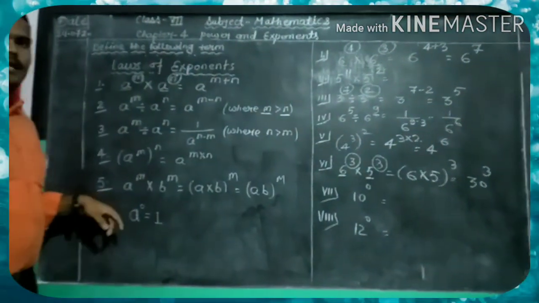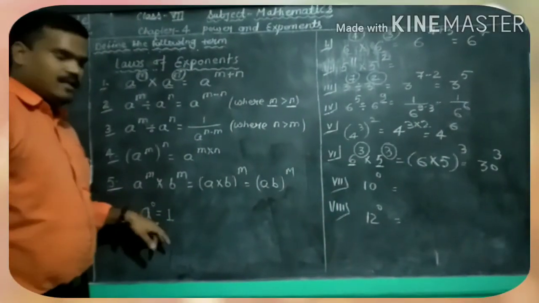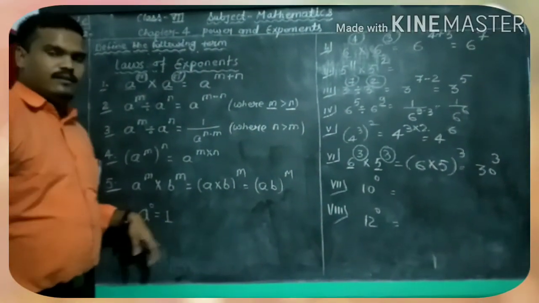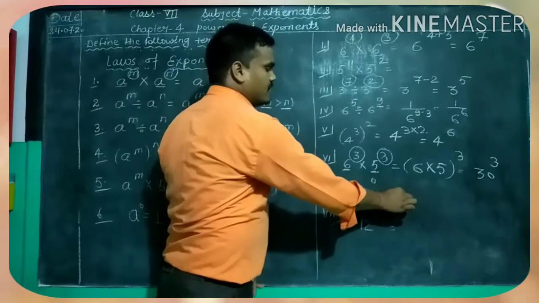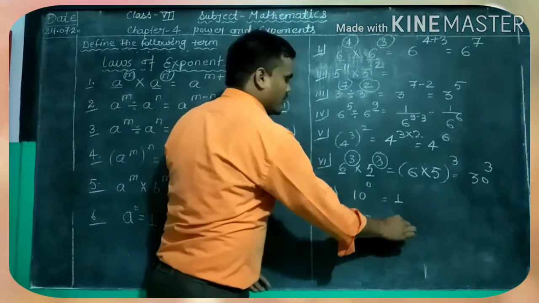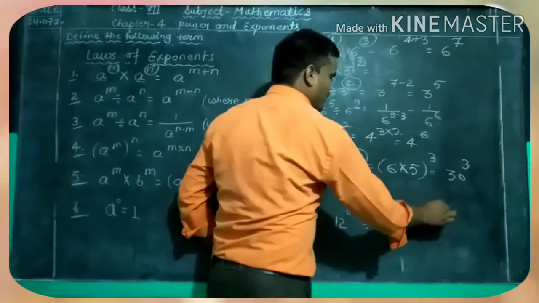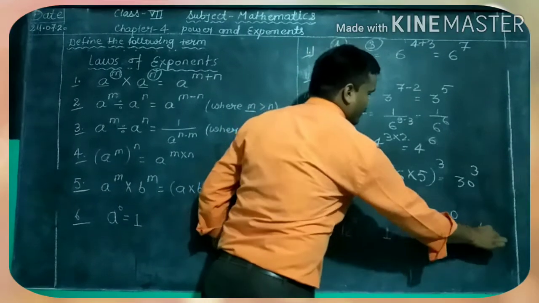And the last point: if 0 is the power of any number, then the answer will be 1. For example, 10 to the power 0 is 1, and 12 to the power 0 is 1. If 0 is the power of any number, then the answer will be 1.